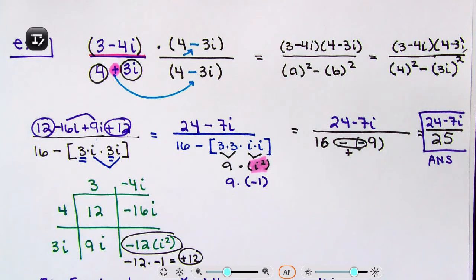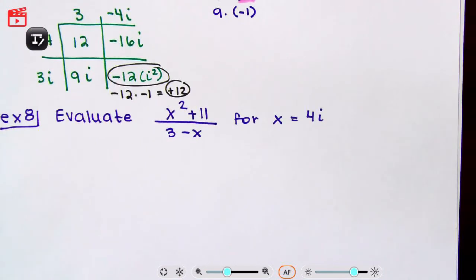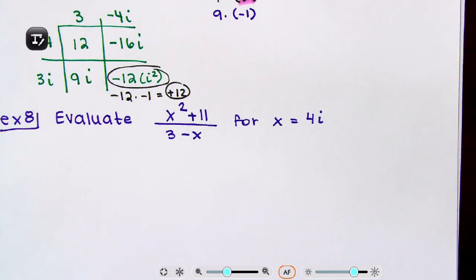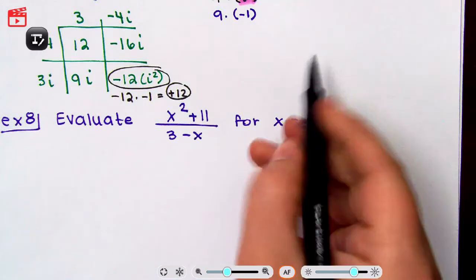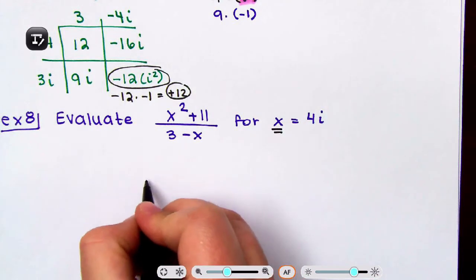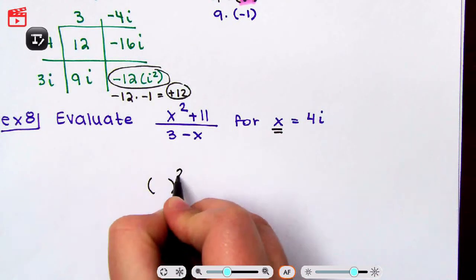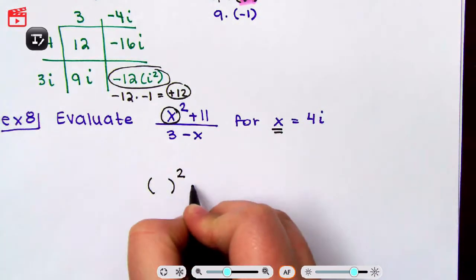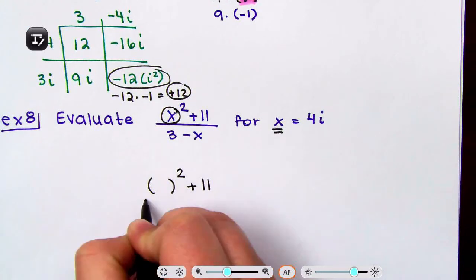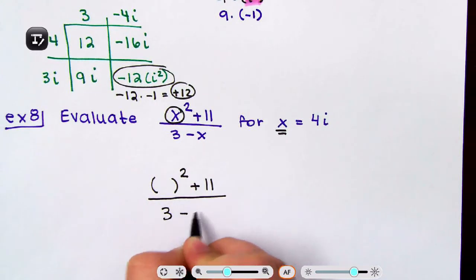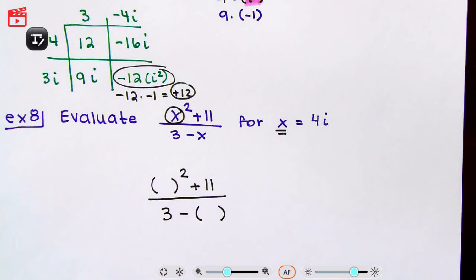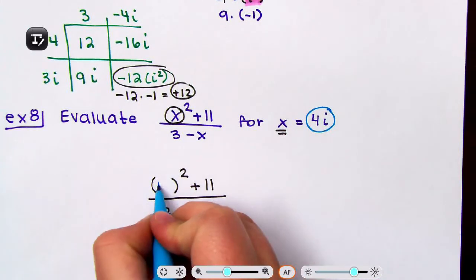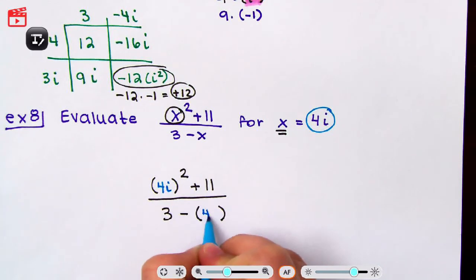Let's do one more example. This example is asking you to evaluate. So this is not to simplify. This is to evaluate for a numerical value. That means anytime you see x, you're going to write a bubble. So I have x squared, here's your x, plus 11, 3 minus x. And instead of writing x now, you're going to write 4i. So here's my 4i, and here's my 4i.